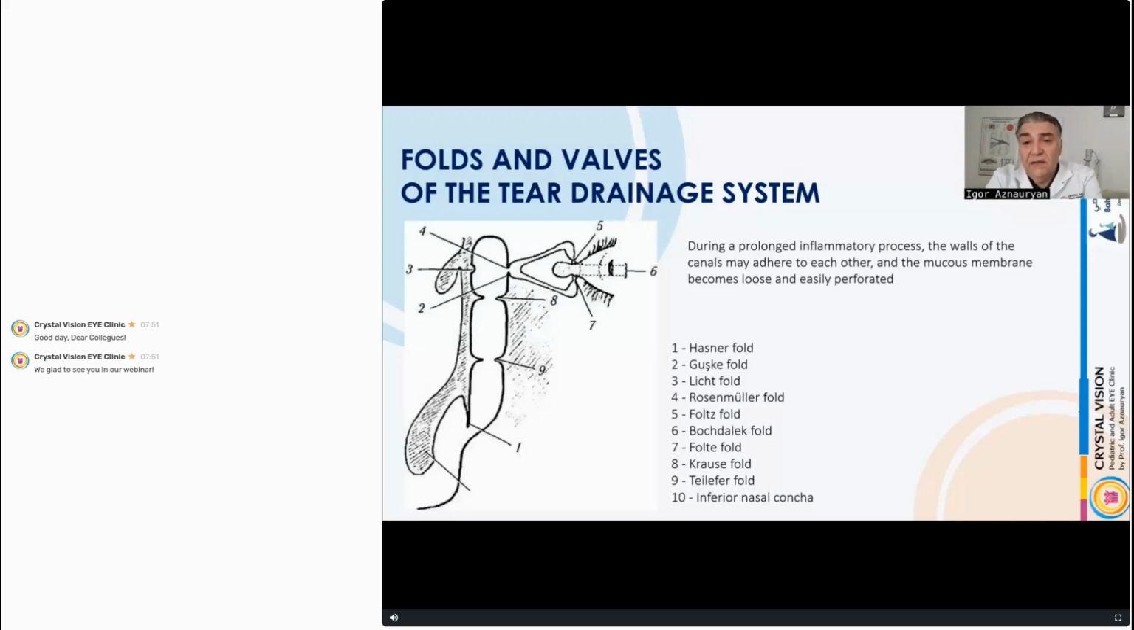Prolonged inflammation of the tear drainage system can lead to the formation of adhesions, resulting in tissue becoming loose and easily perforated. Consequently, the membranous part of the nasolacrimal duct can be easily perforated during probing, leading to the formation of false passages and very unpleasant heterogeneous complications.